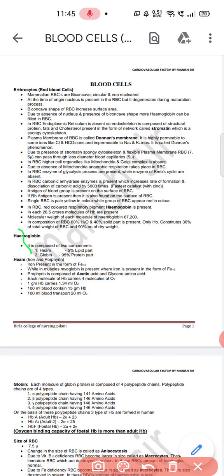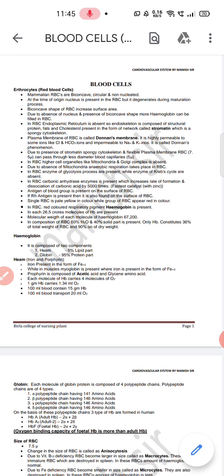Each molecule of Hb carries 4 molecules of oxygen. Another part of the hemoglobin is globin, the protein part that is composed of 4 polypeptide chains. Polypeptide chains are of 4 types: alpha polypeptide chain, beta polypeptide chain, gamma polypeptide chain and delta polypeptide chain.